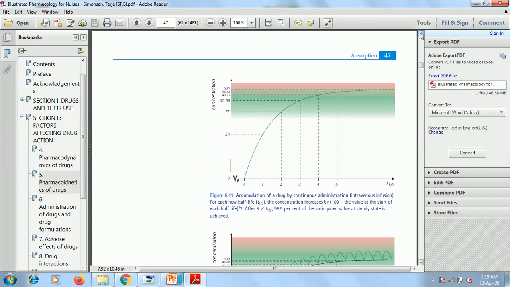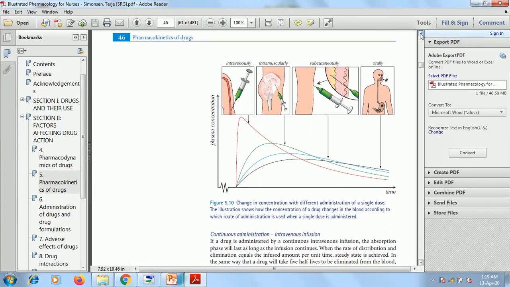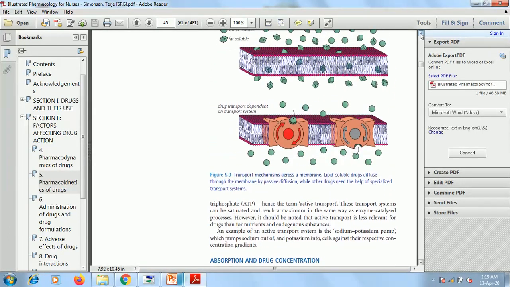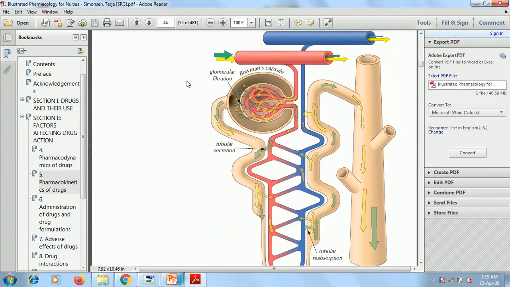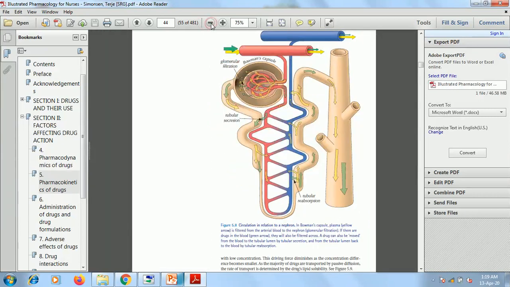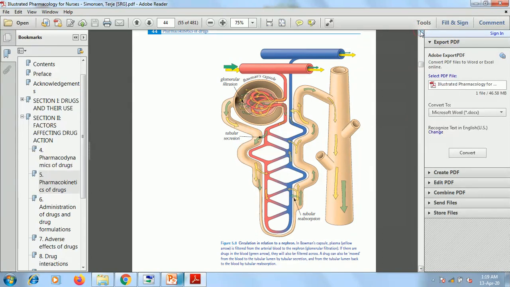The beautiful diagram was there. I was just looking for that. Here you can see. So you can have a greater idea with this how the kidney functions.